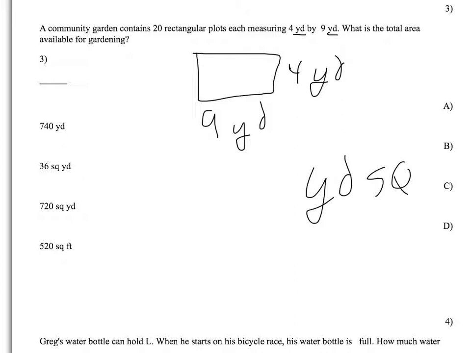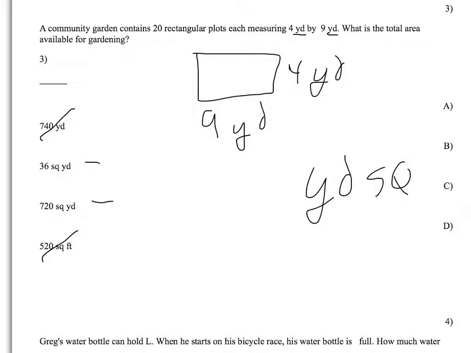So thinking about this, we can have yards squared or square yards. This is just linear yards. That's not going to make sense. This is square yards, that's square yards, so those are looking pretty good. This says square feet. We want to make sure that we're in the right units, and we're not right there.